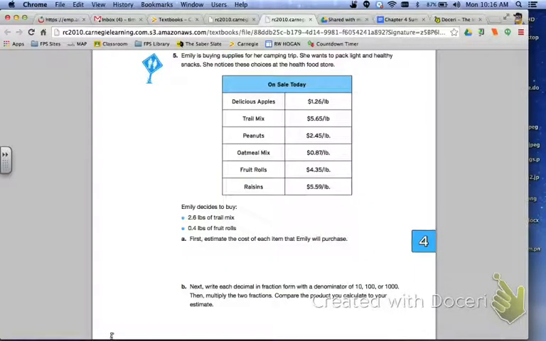Let's go ahead and skip to number 5 on page 273. Emily is buying supplies for her camping trip. She wants to pack light and healthy snacks. She notices these choices at the health food store. So take a look at the table. Emily decides to buy 2.6 pounds of trail mix and 0.4 pounds of fruit rolls.